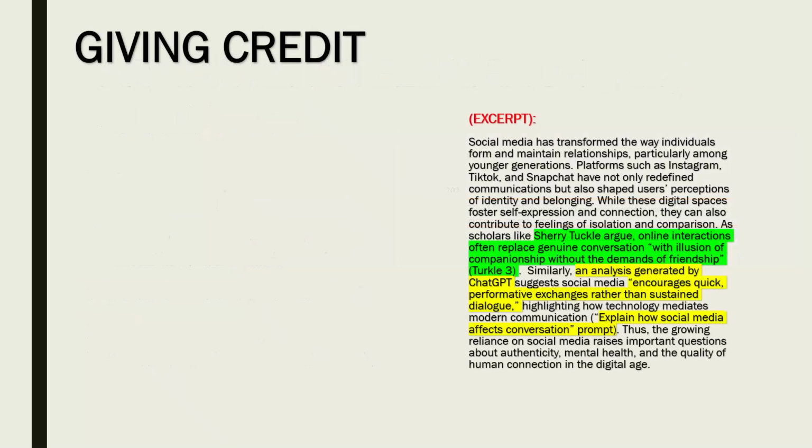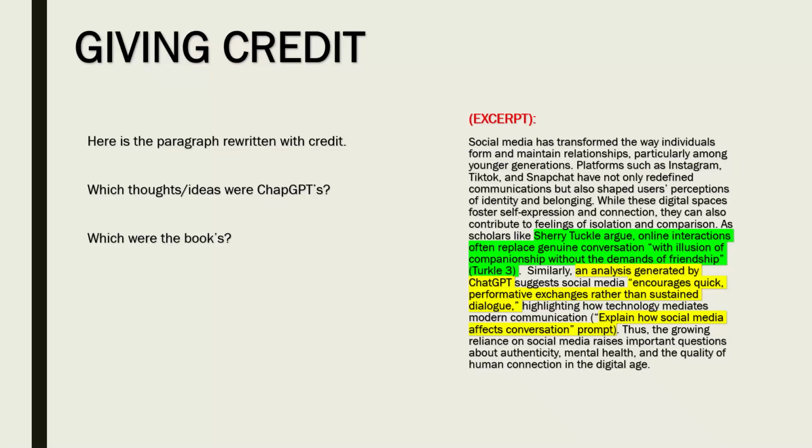Here's Sue's paragraph rewritten with credit. Now we're able to distinguish between Sue's thoughts and the ideas and information provided by ChatGPT. So we're now aware which ideas and thoughts are the book's, as well as what ideas and thoughts are Sue's. By providing in-text citations, you are preventing plagiarism.